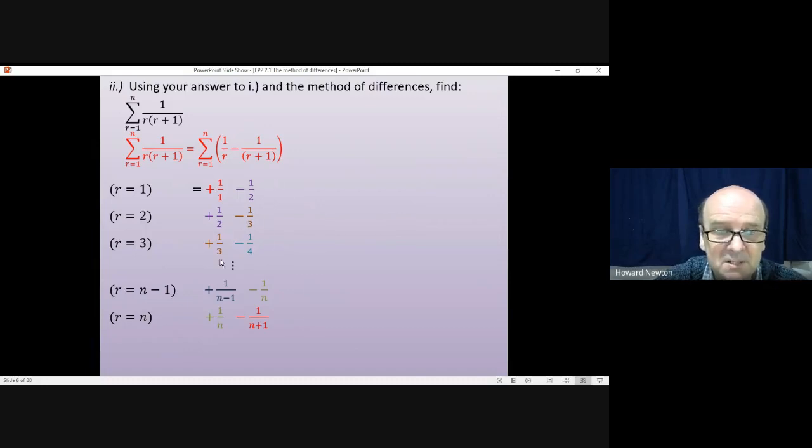All these colored terms cancel with each other. The only terms that are left at the end are the two red ones, which are 1 over 1 minus 1 over n plus 1. We can tidy this up a little bit by doing a little bit of fraction work, and that gives us the formula n over n plus 1.